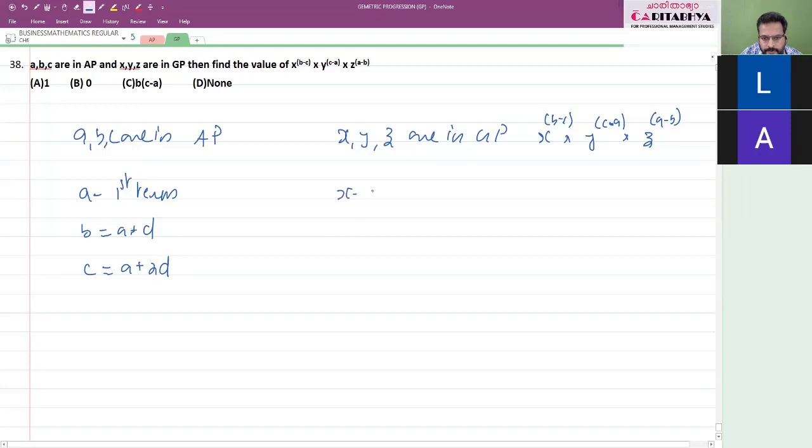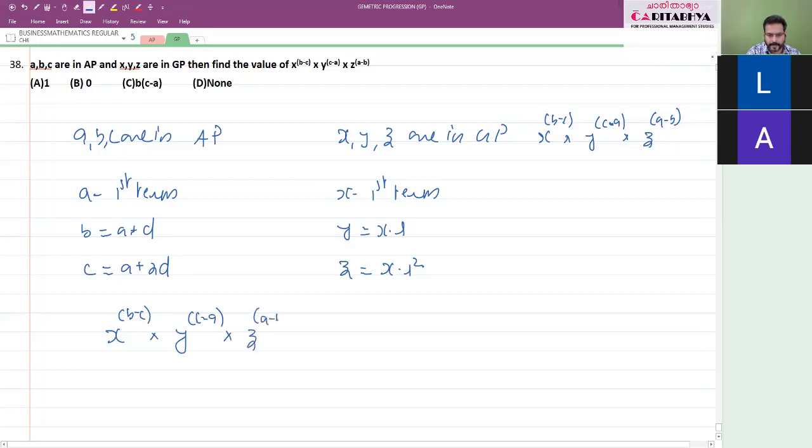So take x as the first term of the GP. Then what will y be? x into r raised to 1. Then what will z be? x r square. Okay. So then let's substitute these values directly into this. What is it? x raised to b minus c into y raised to c minus a into z raised to a minus b.